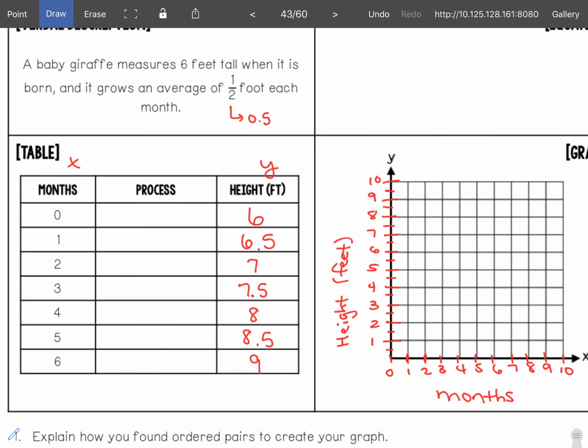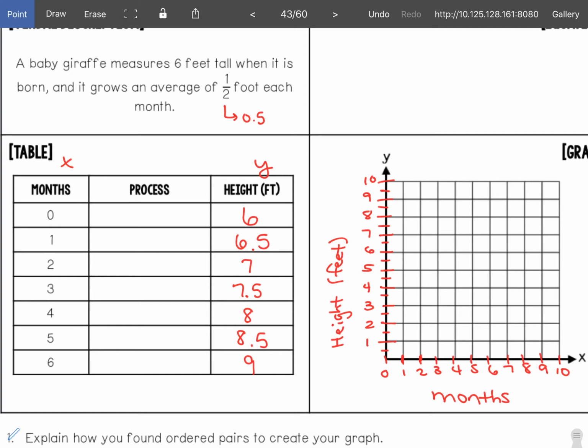Then we're going to go plot our points. We start over here with 0 months and 6 feet. So we're going to go to 0 months and then up to 6 feet, and we're going to put a point right there.